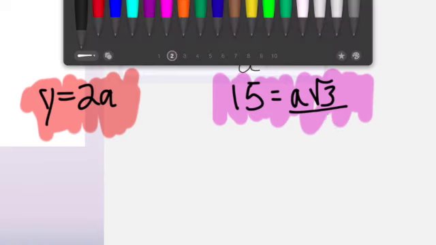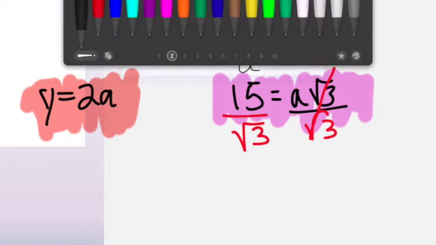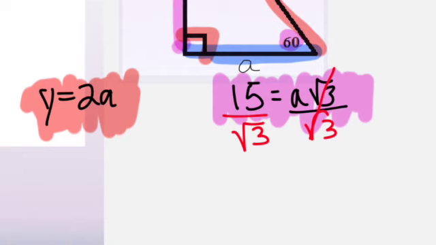Actually, let's do it in a different color. Let's go ahead and divide each side by the square root of 3. On the right side, it's going to cancel out. On the left side, we're going to have to simplify that. We cannot have radicals in the denominator.